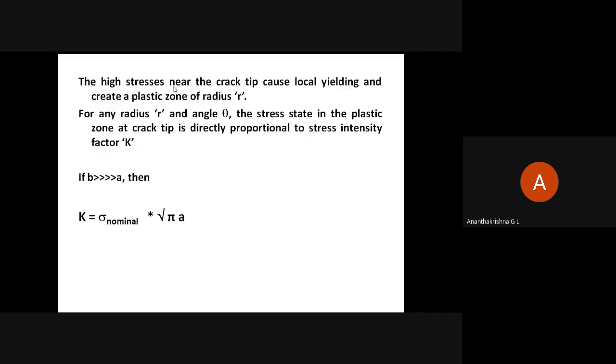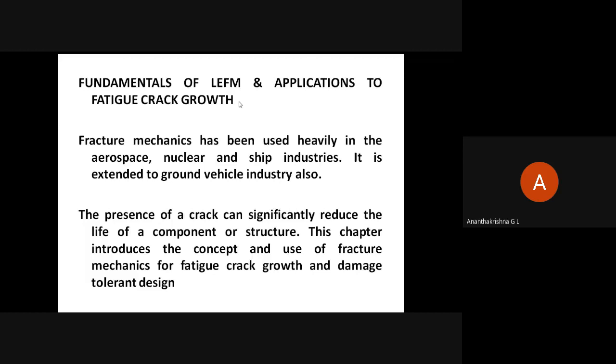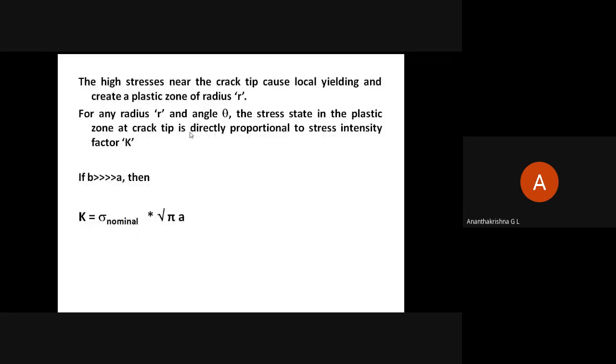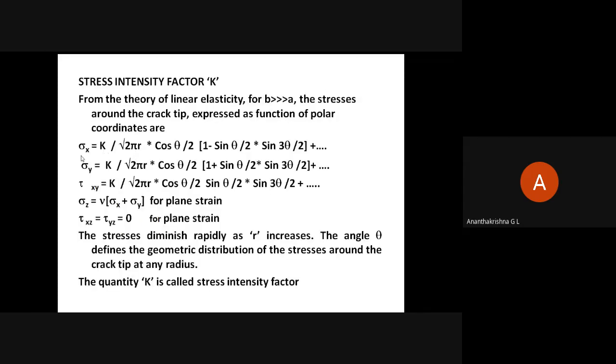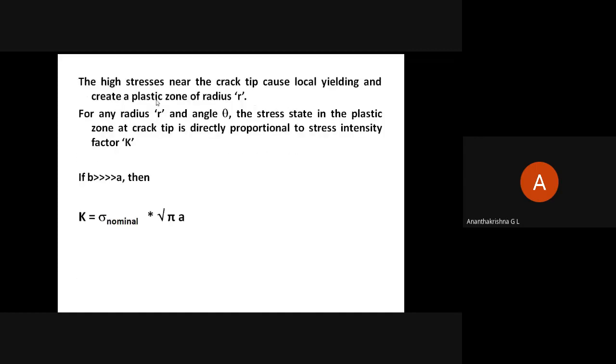Now, the high stresses near the crack tip cause local yielding and create a plastic zone of radius R. So as R decreases, stress automatically increases, right? For any radius r and angle theta, the stress state in the plastic zone at the crack tip is directly proportional to the stress intensity factor. So it is obvious from this equation that as the stress intensity factor increases, stress also will go up. That's why the plastic zone at the crack tip is directly proportional to the stress intensity factor K.